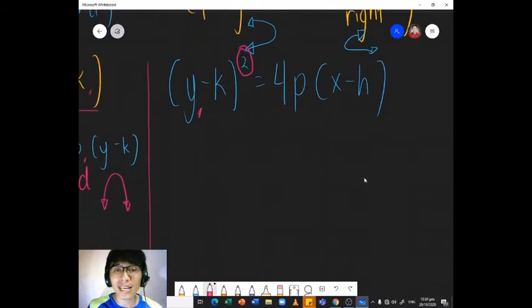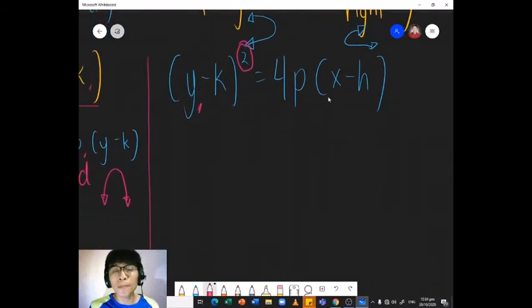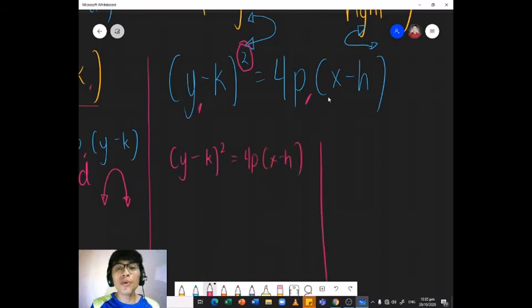Okay, same thing for 4p here. The 4p will help you identify the opening, how wide the opening of the parabola is. So if your 4p is positive, I have (y minus k) squared is equal to positive 4p times (x minus h). If your 4p is positive, your parabola opens to the right. Meaning, if your y is squared, it opens either left or right, but if your 4p is positive, automatically your parabola opens to the right. That's how you remember that one.